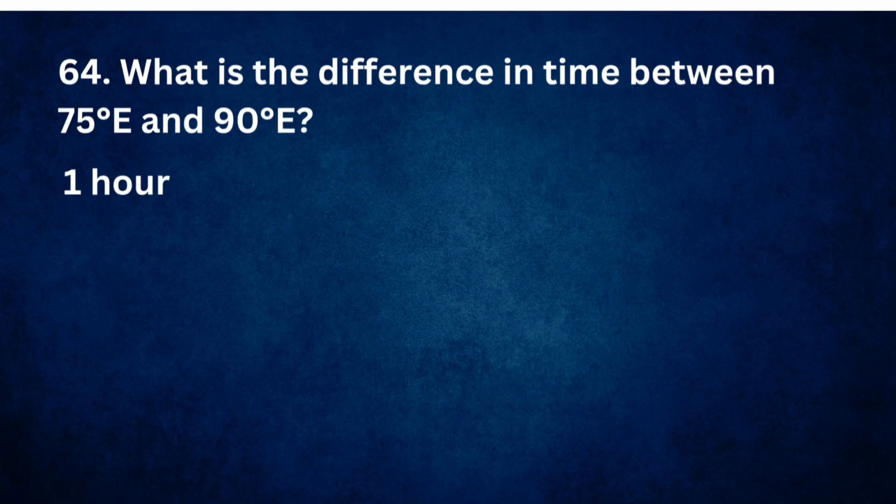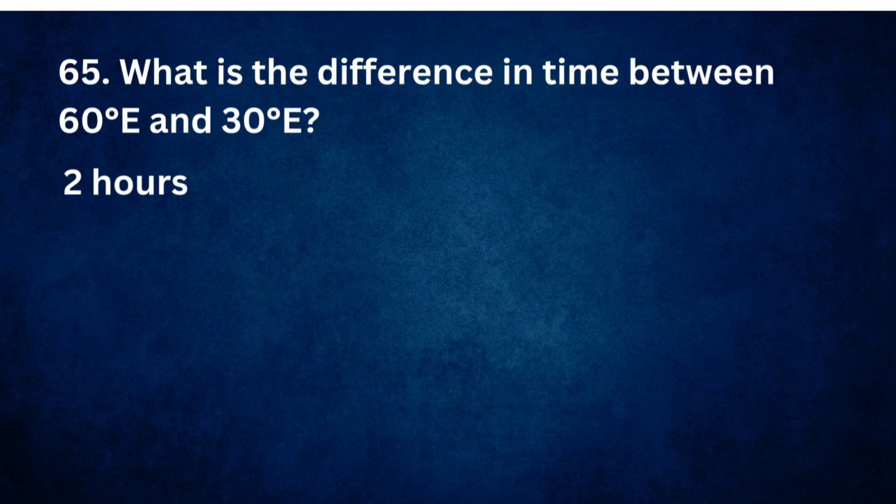What is the difference in time between 75 degrees east and 90 degrees east? 1 hour. What is the difference in time between 60 degrees east and 30 degrees east? 2 hours.